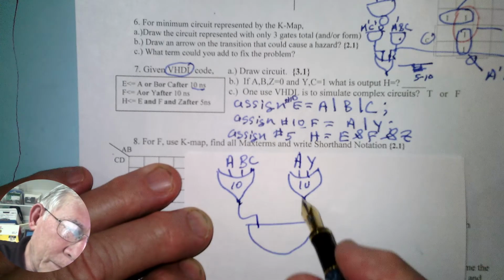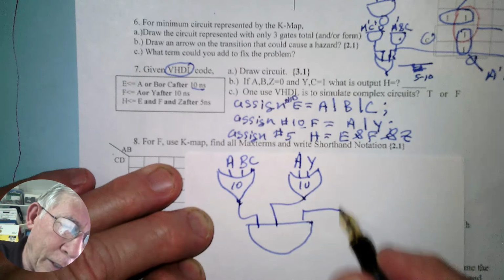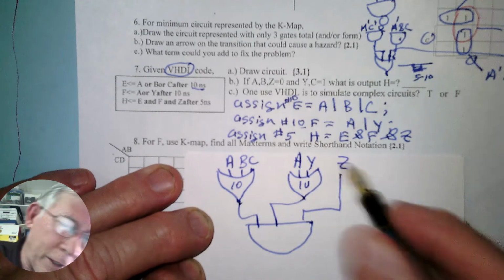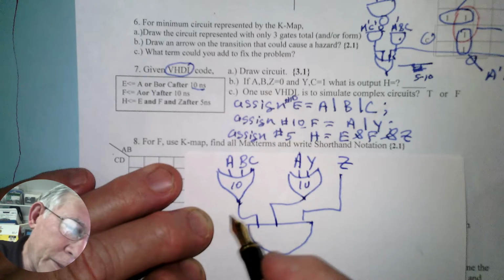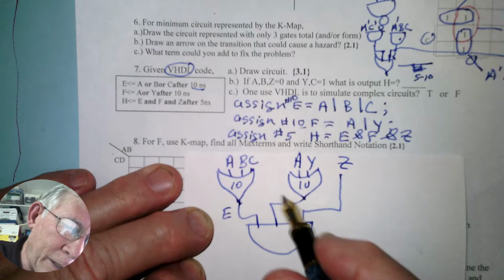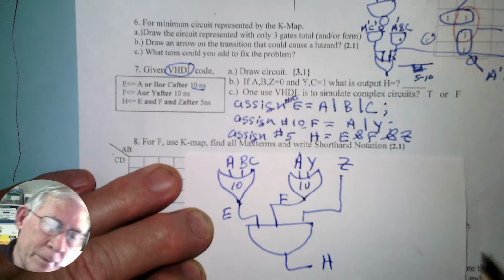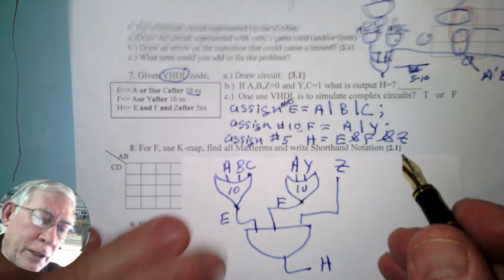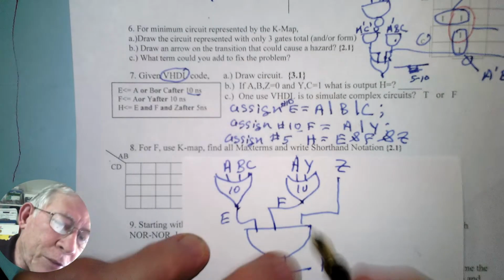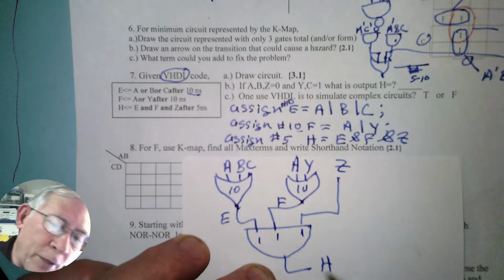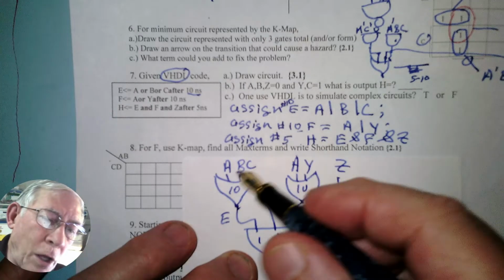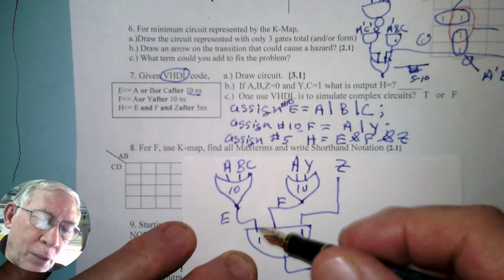This goes in, and then we also have the variable Z going in directly. This would be E, and this would be F. And the output here would be H. Now, you can see we have to have 3 ones here in order for H to be a 1. But we only need 1 one up here to get a 1 here.